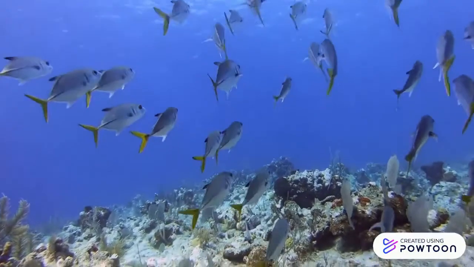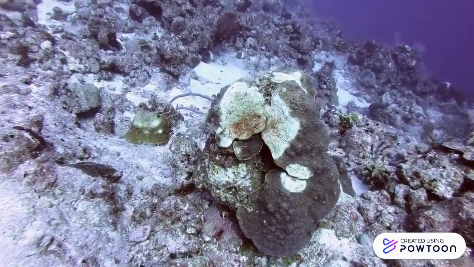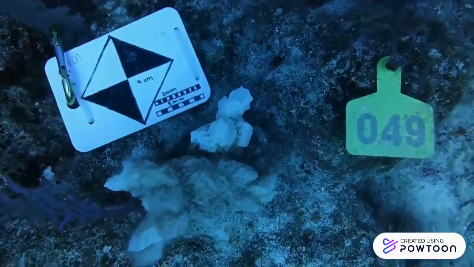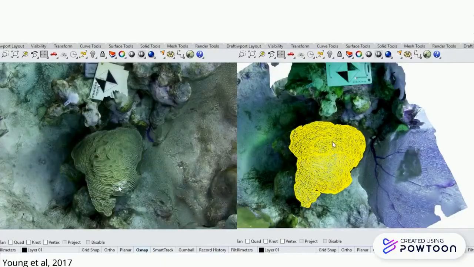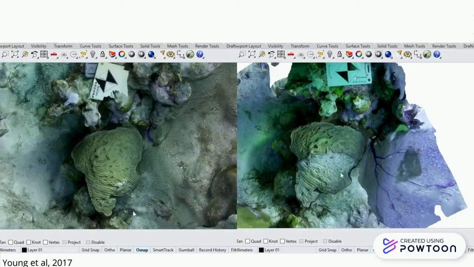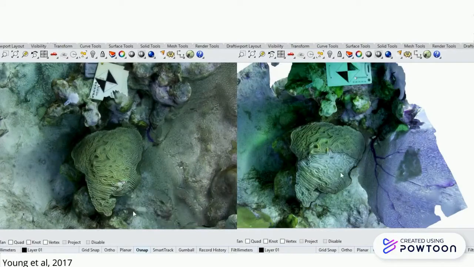Coral colonies with stony coral tissue loss disease were found, tagged, and filmed in the water. 3D models were made using structure from motion photogrammetry, and the area and circumference of the entire colony and lesion were measured in the model.